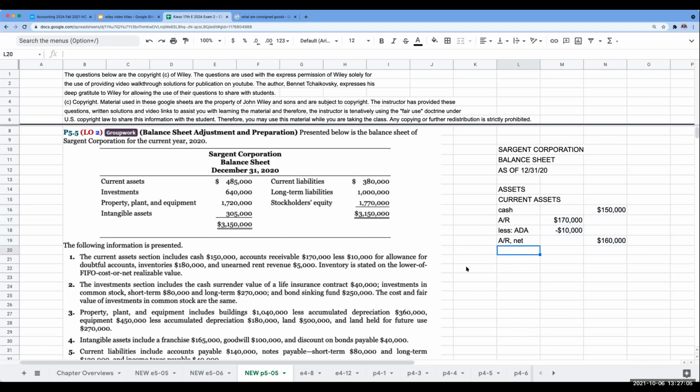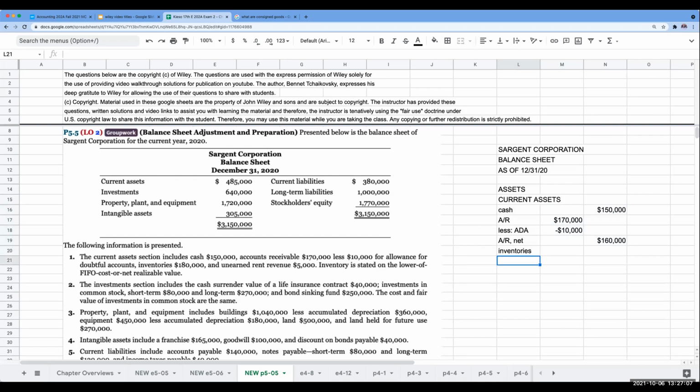Okay, my inventories are at 180,000. Now, first problem here, unearned rent revenue of $5,000. What type of account is unearned rent revenue? That is going to be a liability.